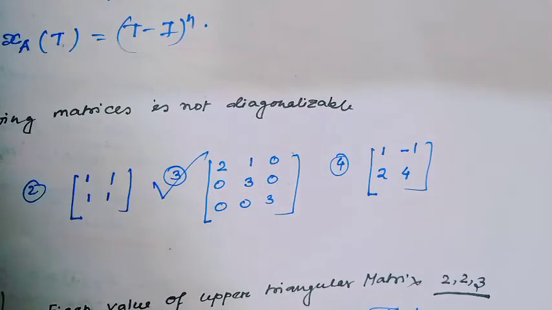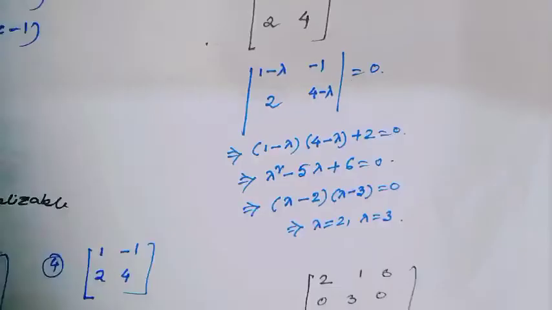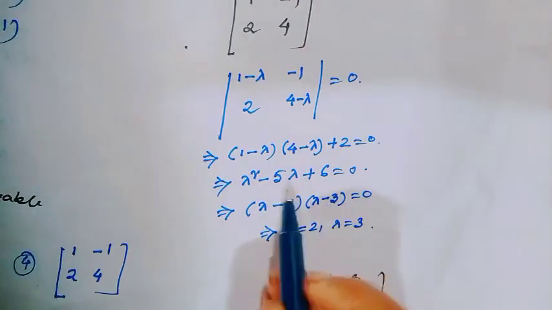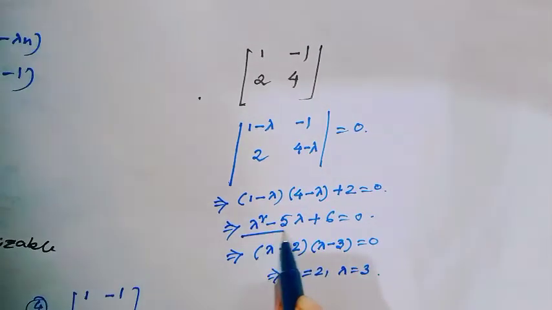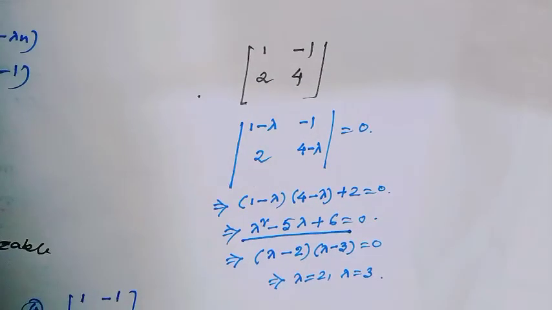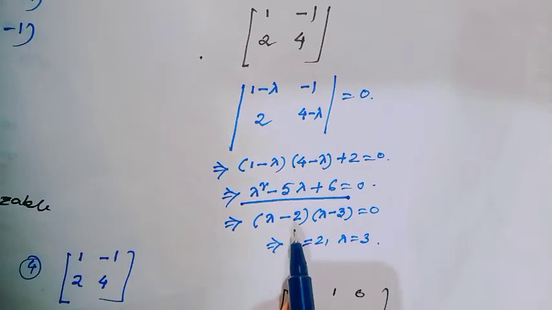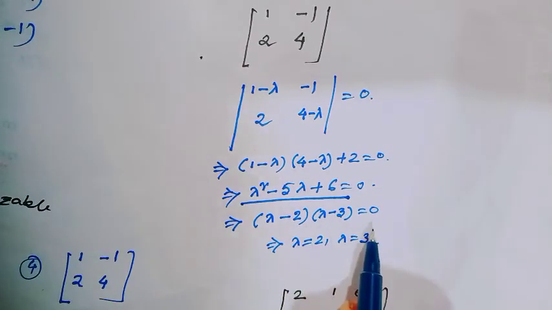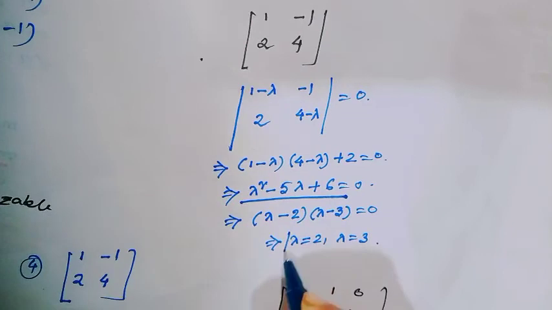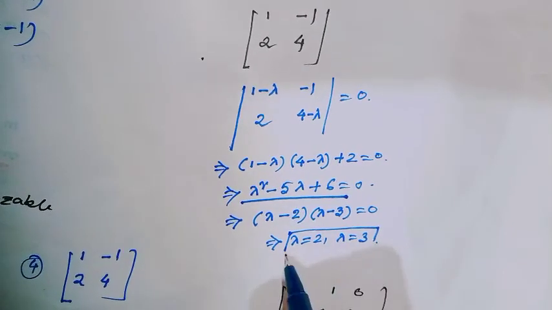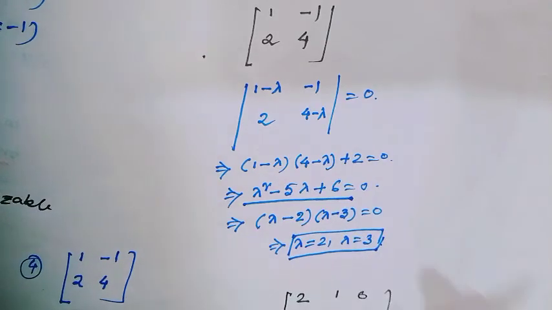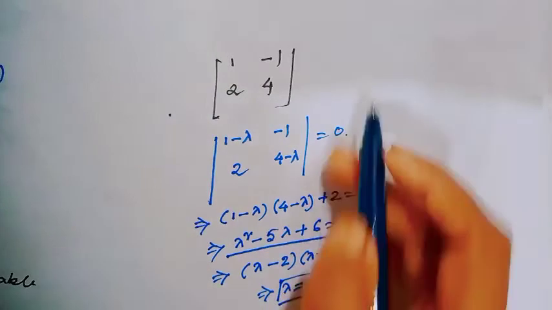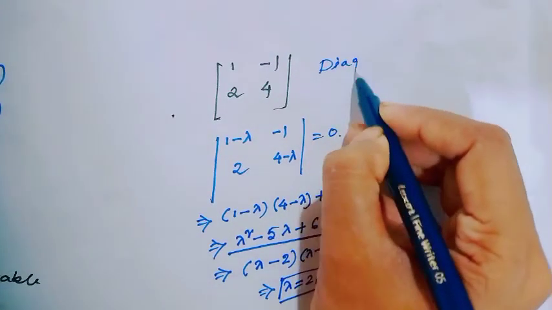Now I will see option 4. Here the characteristic polynomial for this matrix is lambda squared minus 5 lambda plus 6. That implies lambda minus 2 times lambda minus 3 equal to 0. That means lambda equal to 2 and lambda equal to 3 are the eigenvalues. And since both eigenvalues are distinct, this matrix is diagonalizable.